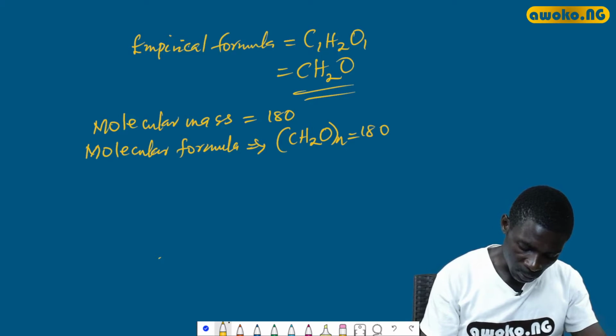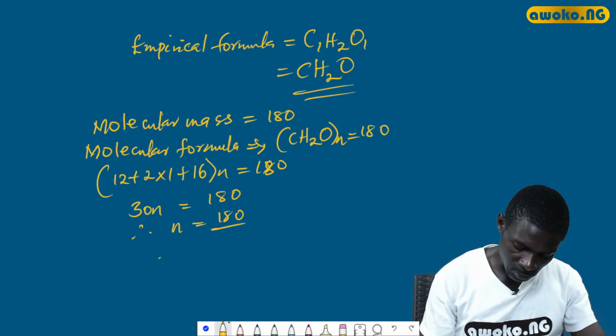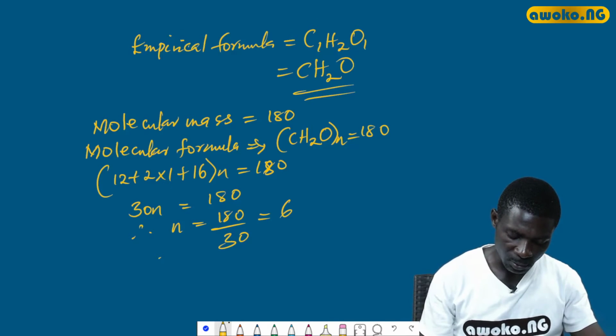So by doing this, we have carbon is 12 plus 2 multiplied by hydrogen, which is 1, plus 16, bracket n, will give us 180. You sum this together, will give us 30n equal to 180. Therefore, n is equal to 180 divided by 30, and this will give us 6.